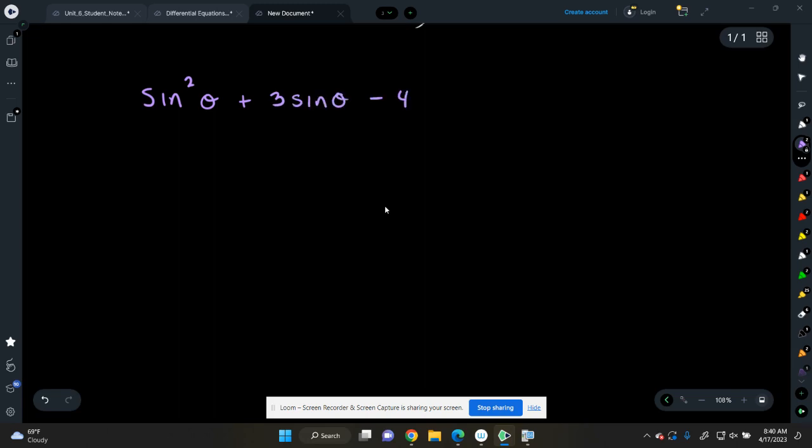Okay, so let's look at the worksheet that you had for homework. Sorry, I can't hear on my right ear either. I'm going to look at number 9. We've got sine squared theta plus 3 sine theta minus 4. This is number 9. Okay. Number 9 on the worksheet you had over the weekend. The page that you were not supposed to do.